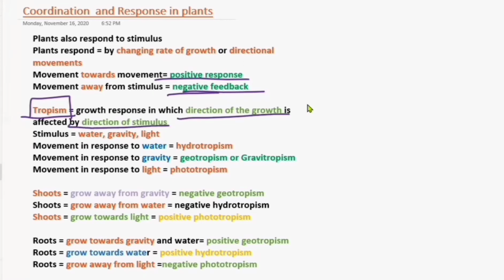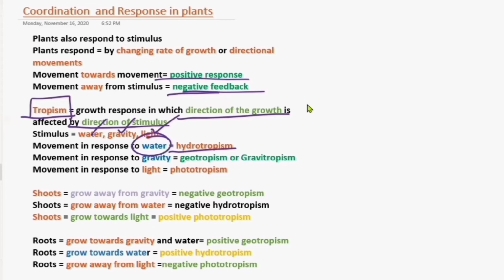For example, growth in the direction of the stimulus is a positive response, and growth away from the stimulus is a negative response. The stimulus can be water, gravity, light, air, soil, touch, or any other stimulus which can bring a change in plants. Movements in response to water are known as hydrotropism. For movements we use the word tropism, and for water we use the word hydro. So movements in response to water are known as hydrotropism.